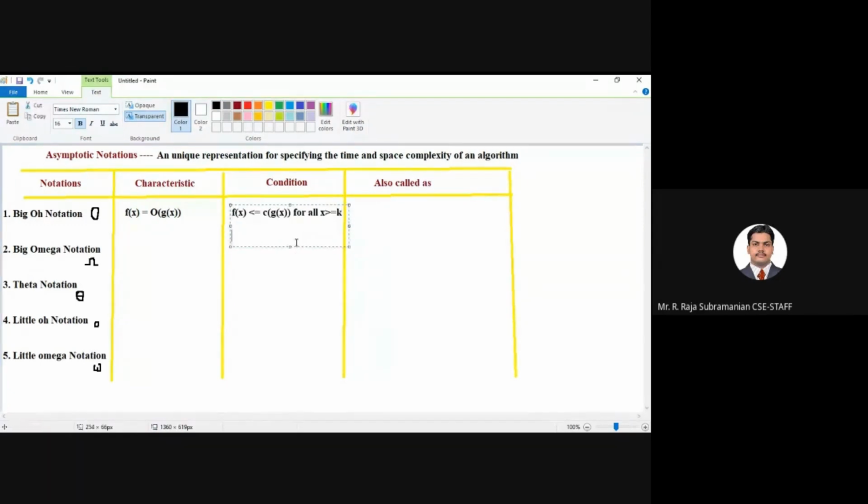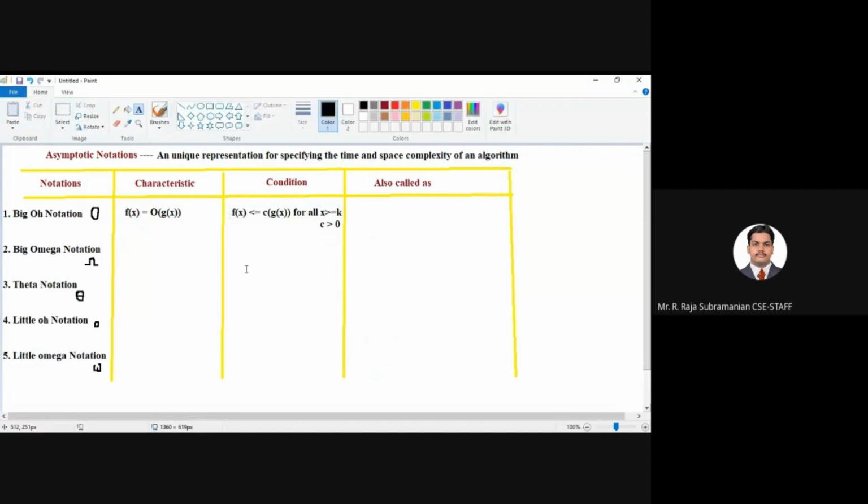Next, c greater than 0. So this is the key, right? x greater than or equal to k and c greater than 0. This we can write separately.